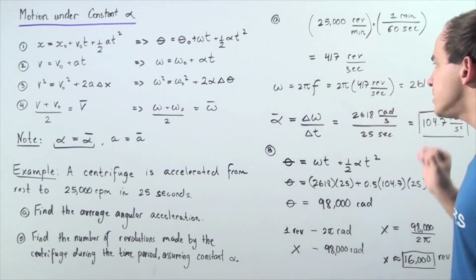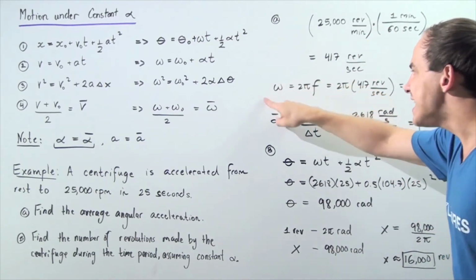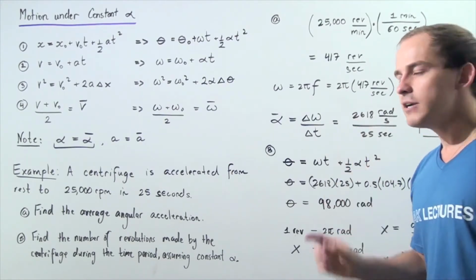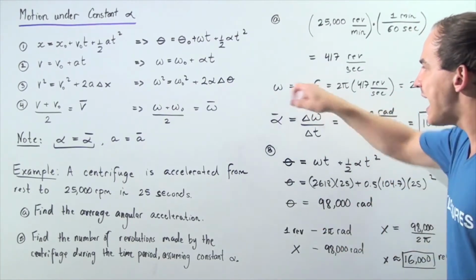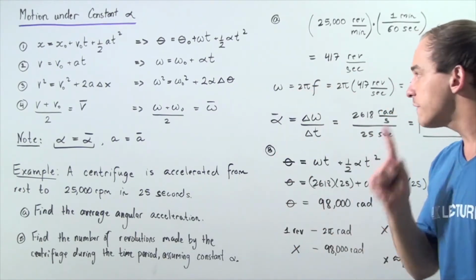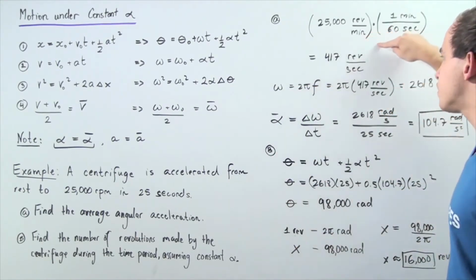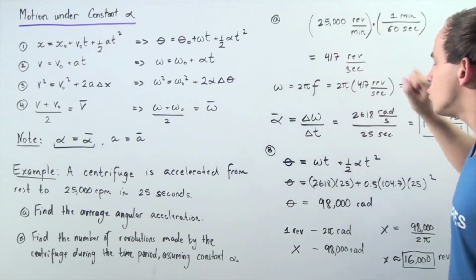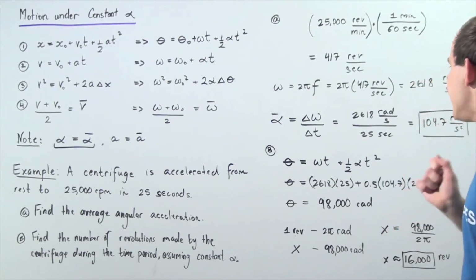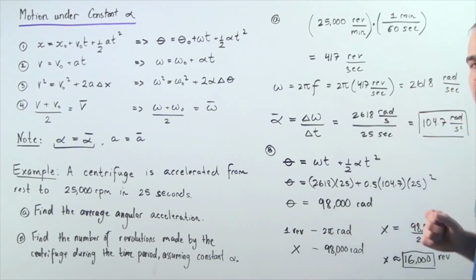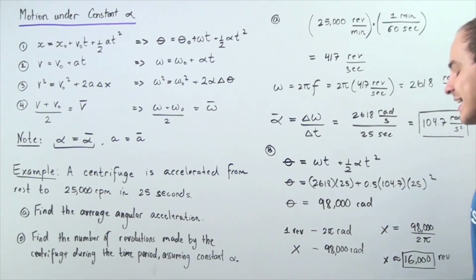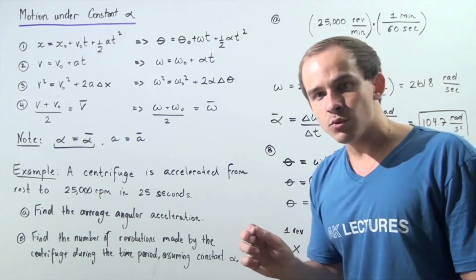And now we can use this frequency and our formula to calculate the angular velocity. So recall that angular velocity is equal to 2 pi times frequency, where frequency is given in revolutions per second. So we take this quantity, plug it in, multiply by 2 pi, and we get approximately 2,618 radians per second is the angular velocity.